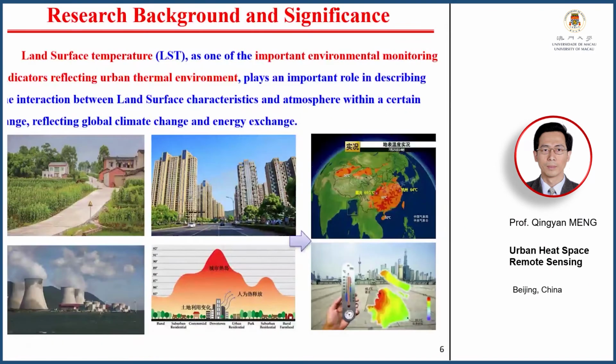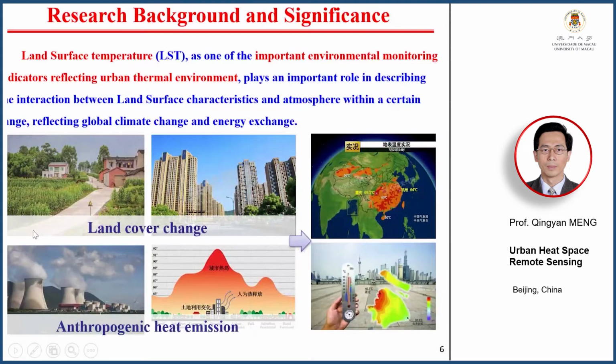Land surface temperature is one of the important environmental monitoring parameters reflecting the urban thermal environment. It plays a very important role in describing the interaction between the land surface characteristics and the atmosphere within a certain range, reflecting global climate change and energy exchange. And this is the land cover. I will introduce the anthropogenic heat emission and the increase in land surface temperature.